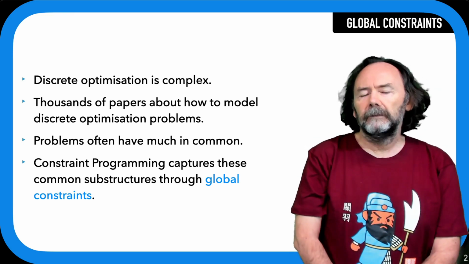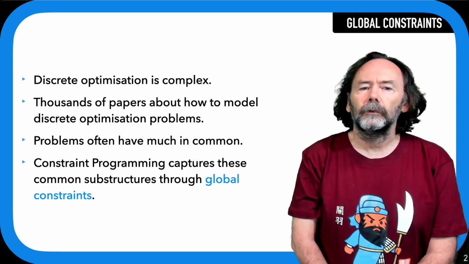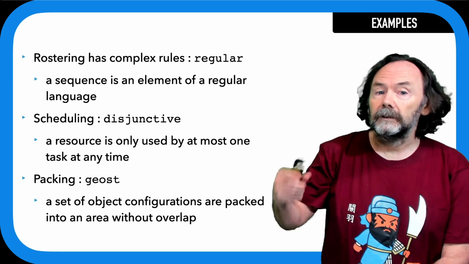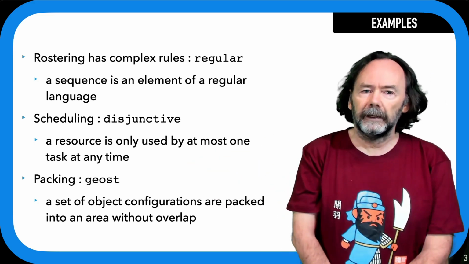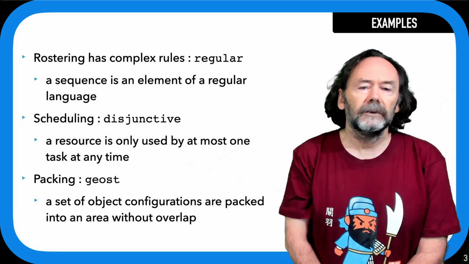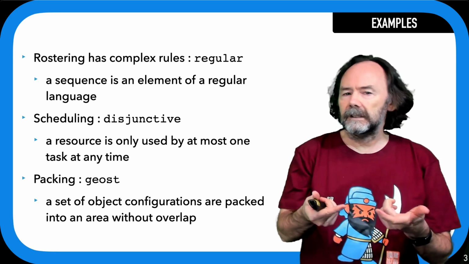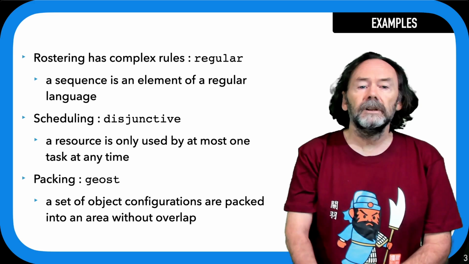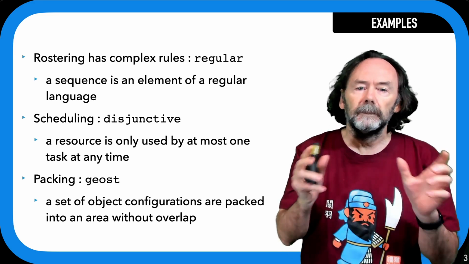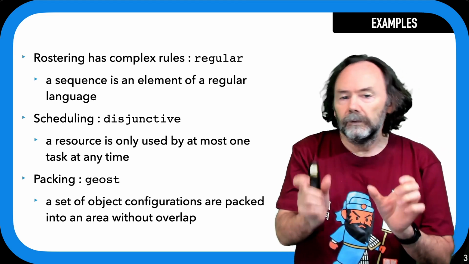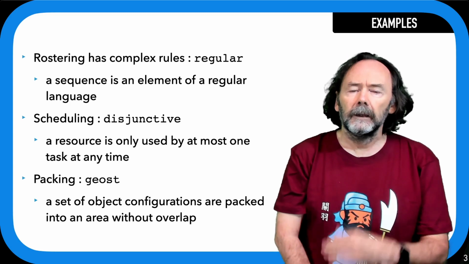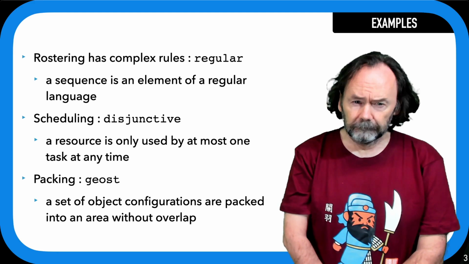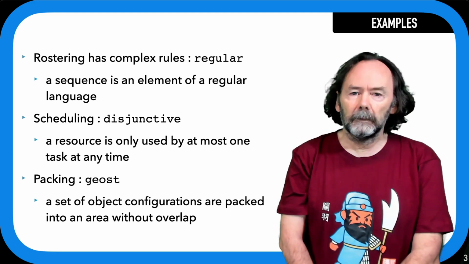And in the constraint programming view of the world, these are captured in what's called global constraints. So here's some examples of global constraints. The regular constraint says this sequence is an element of a regular language. Very powerful. Disjunctive constraint says we've got a whole lot of tasks, but only one of them can be running at any one time, so they don't overlap in their runtime. And geost is an overlap in a 2D space, so we've got some objects to pack into a 2D space so that none of them overlap. Now we can use directly in MiniZinc these global constraints to express parts of our problem.